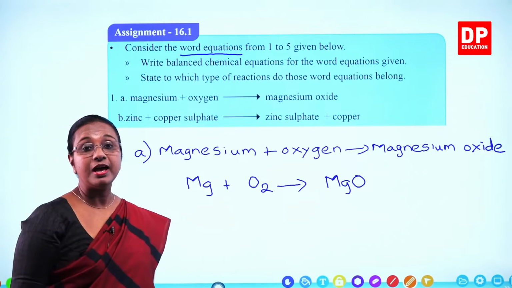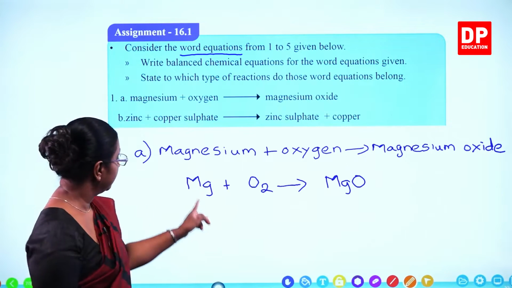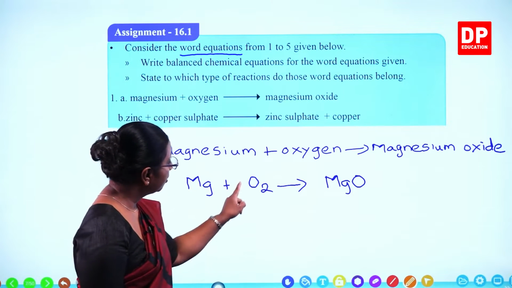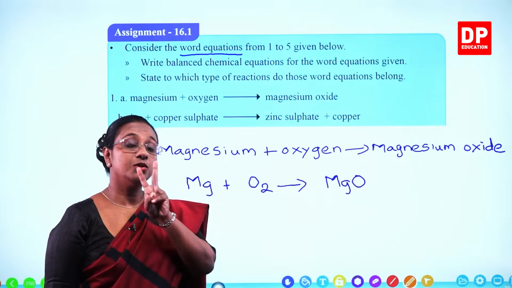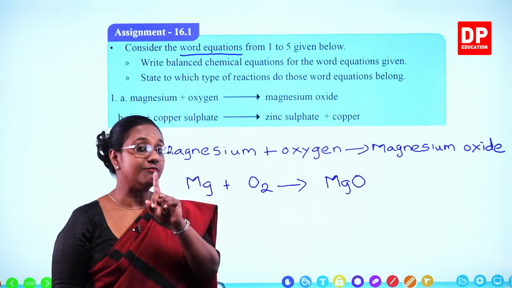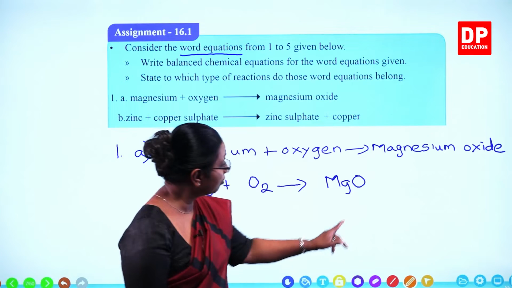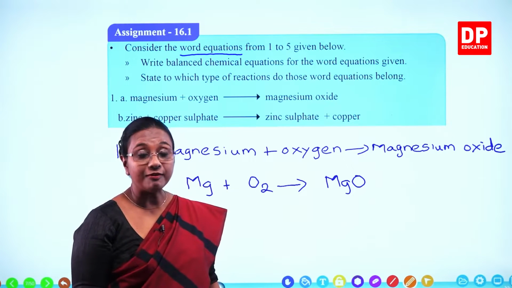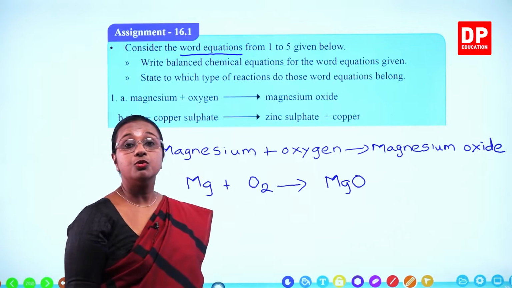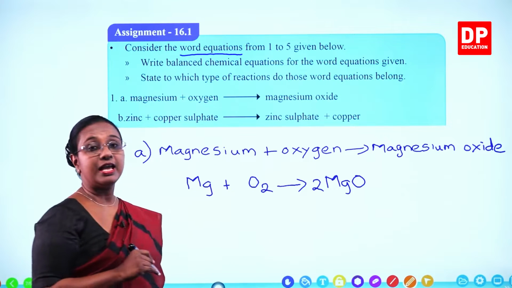Look at the number of atoms on either side, reactant side and the product side. Magnesium 1 atom, here also magnesium 1 atom. O2, how many atoms? 2 oxygen atoms. MgO, how many oxygen atoms? Only 1. So what do we do? We need to put a coefficient. You don't put it as a subscript. You have to put a coefficient. We need to get 2 oxygen atoms, so you need to put a 2 in front of MgO.